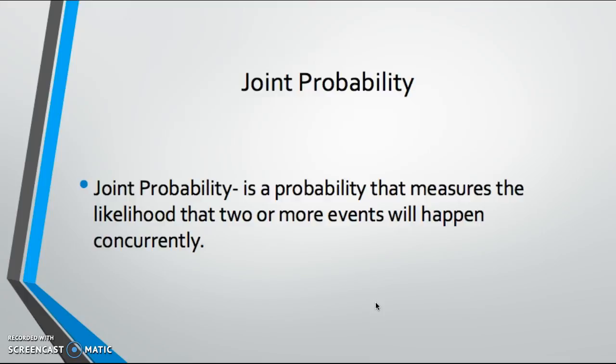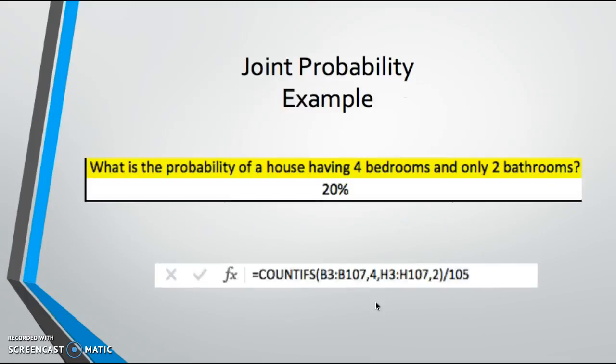Joint probability. Joint probability is a probability that measures the likelihood that 2 or more events will happen concurrently. This is my joint probability example. If I had to figure out what is the probability of a house having 4 bedrooms and only 2 bathrooms, I will use the COUNTIF function. That way I can use more than one variable or category.